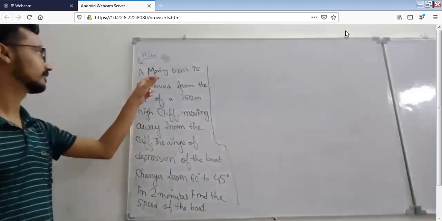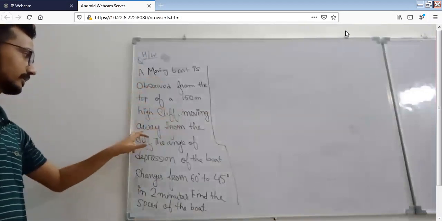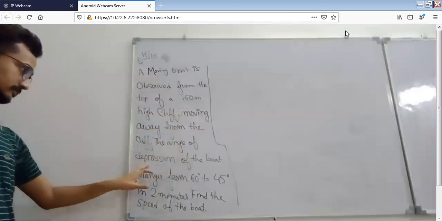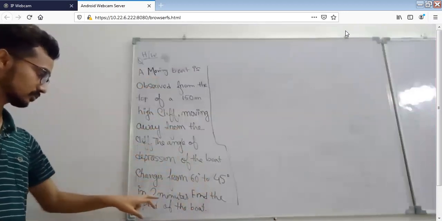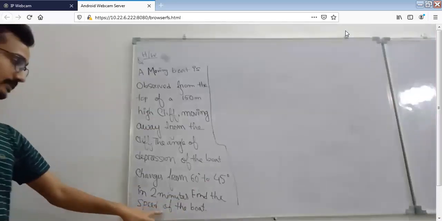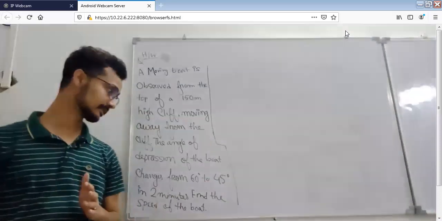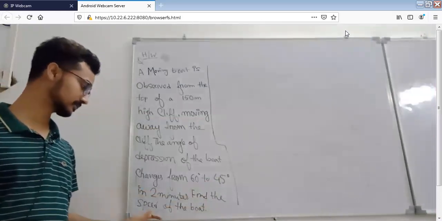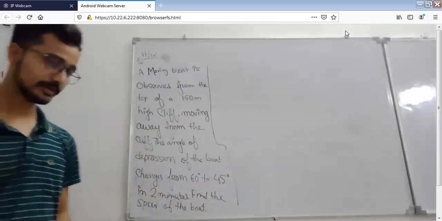A moving boat is observed from the top of a 150-meter high cliff, moving away from the cliff. The angle of depression of the boat changes from 60 degrees to 45 degrees in 2 minutes. Find the speed of the boat. That means here you have to find the speed of the boat. In the previous question, the speed is given, you have to find the height. Here, the time and angles are given, you have to find the speed. So all of you write down the question.